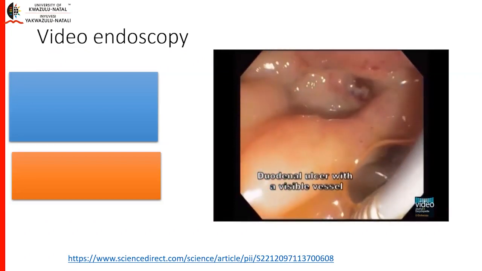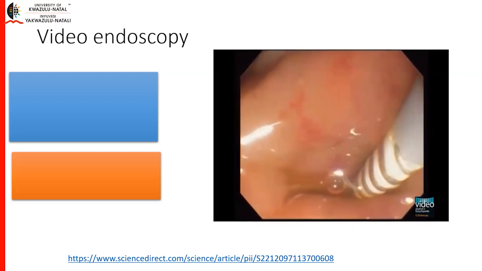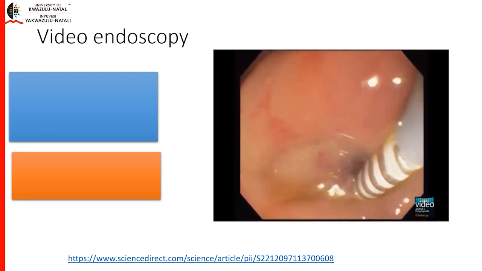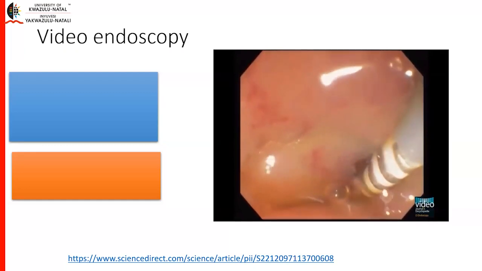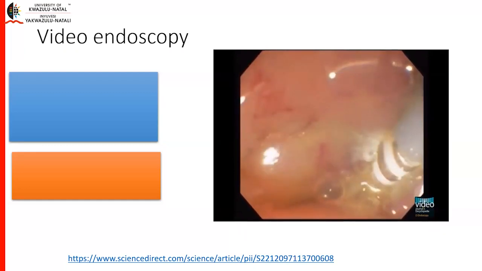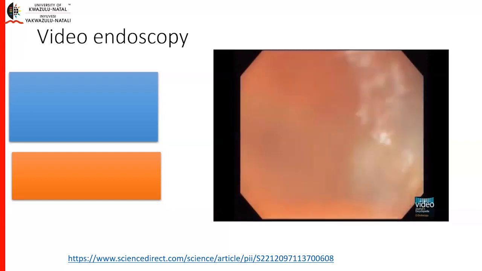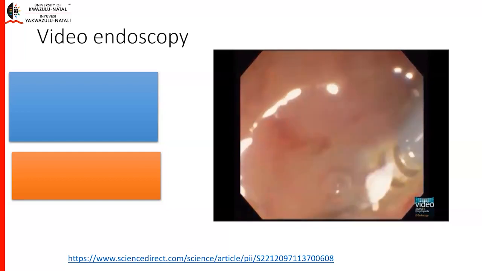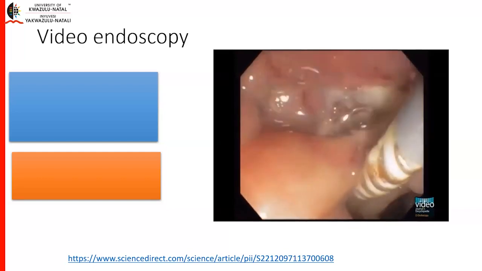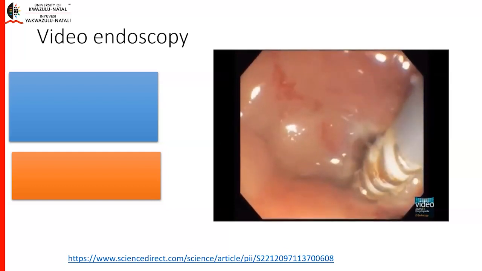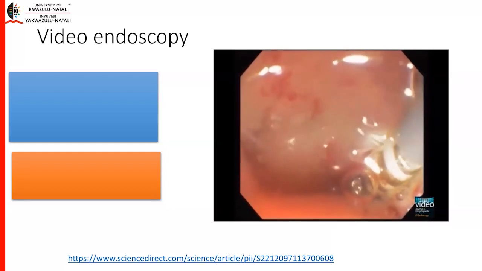A visible vessel is seen within the duodenal ulceration. Thermal coagulation using a bipolar probe is used to achieve coaptive coagulation. The probe is placed firmly on the vessel until cavitation or a footprint is obtained. For bipolar thermocoagulation, the energy output should be set at 20 to 25 watts, with the probe firmly applied on the vessel for several seconds. The tip of the probe is flushed with water after each thermal application.